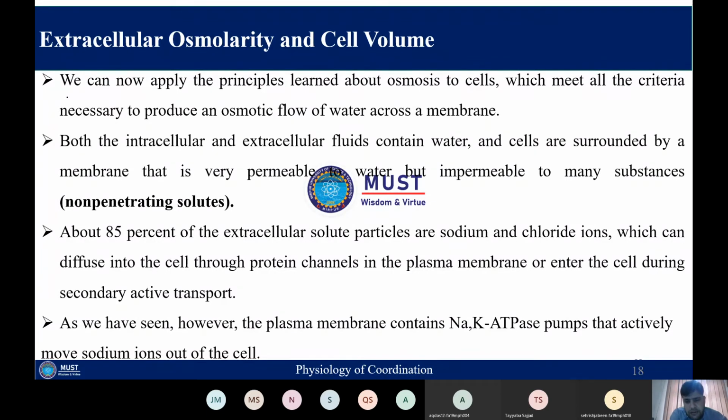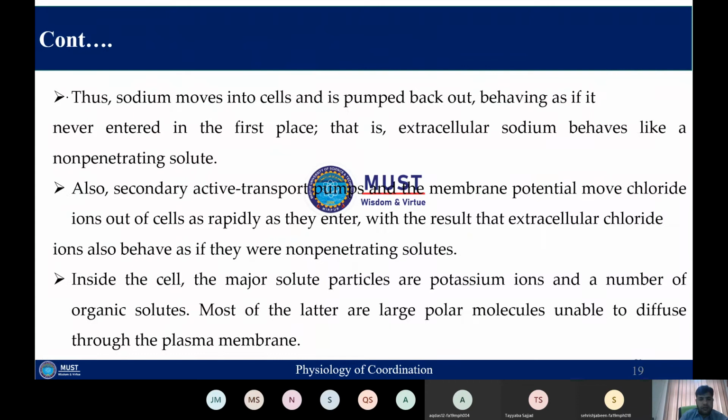85% of the extracellular solute particles are sodium and chloride ions. And as all of you know, the membrane is permeable to these ions. They can simply diffuse across the membrane with the help of channels, and they can enter into the cell. The plasma membrane contains the sodium potassium ATPase pump that actively moves sodium ions outside of the cell. So the sodium which moves from outside to inside during diffusion with the help of sodium or potassium channels is pumped back by the sodium potassium ATPase pump.